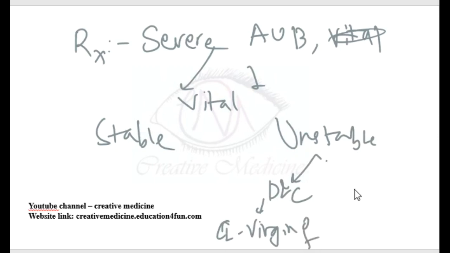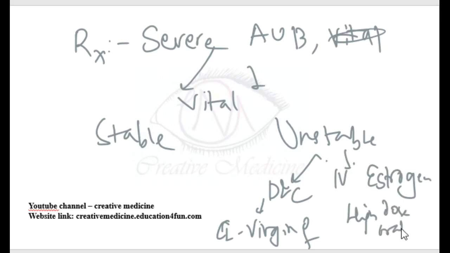Second, you should give IV estrogen. Intravenous estrogen is given. In India, high dose oral estrogen can also be given, and then shift the patient to oral contraceptive pills or progesterones. This is if the vitals are unstable.